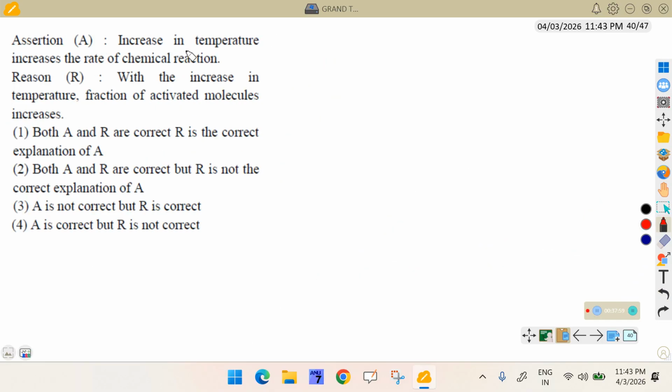Increase in temperature increases the rate of chemical reaction. Correct. We know that for every 10 degrees Celsius, the rate of reaction is almost doubled. With the increase in temperature, the fraction of activated molecules increases. This is also correct. A is correct, R also correct. R is the correct explanation of A.